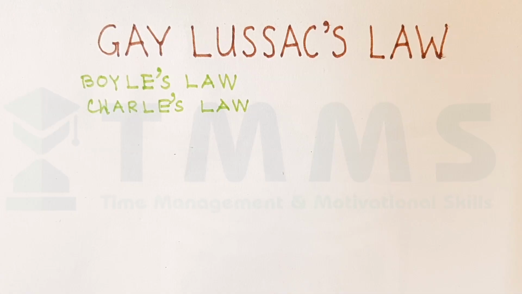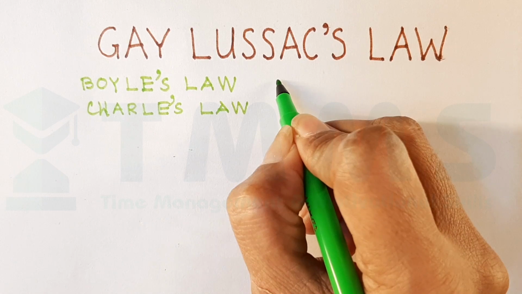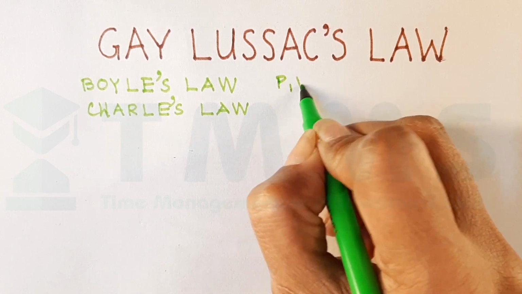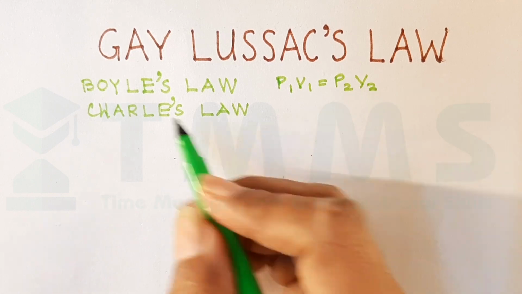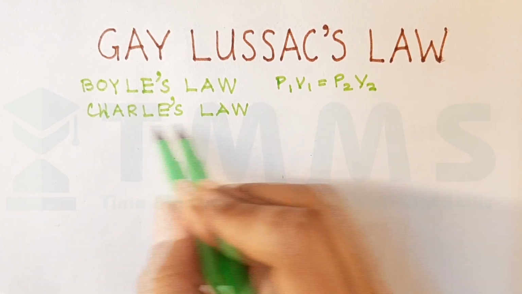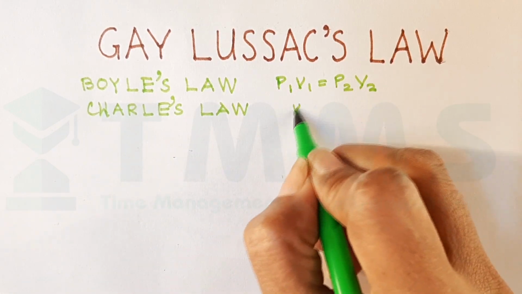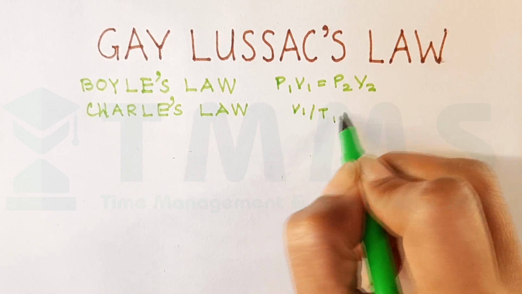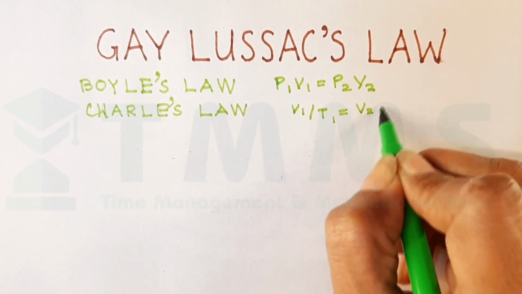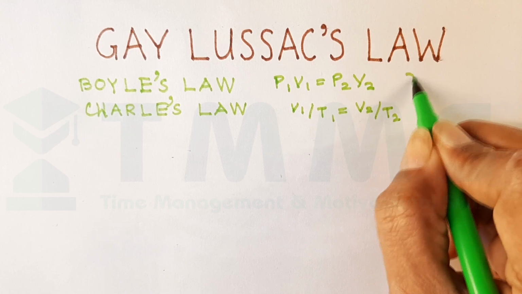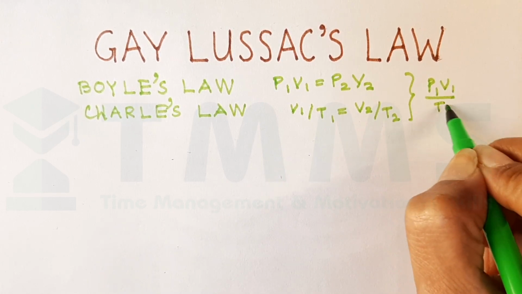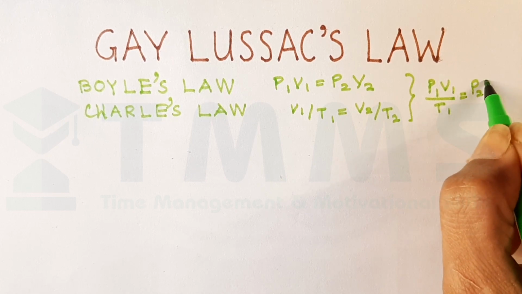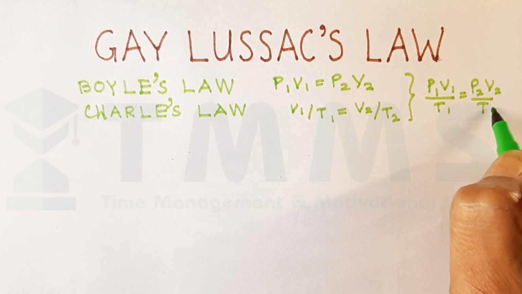Gay-Lussac's law. When we talk about gas laws, we think about Boyle's law, which gives us the statement P1V1 equal to P2V2. This is the equation derived from Boyle's law. Then we come to Charles' law. This one gives us the equation V1 upon T1 equal to V2 upon T2. And when we combine the two, we will get P1V1 upon T1 equal to P2V2 upon T2.